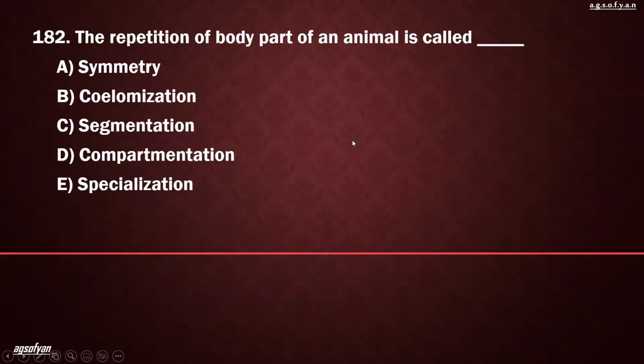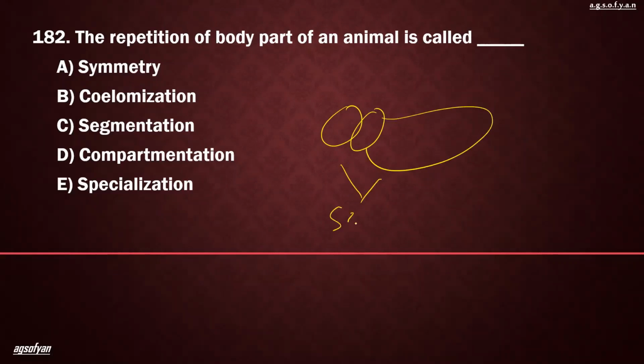The repetition of body parts of an animal is called, so we have segments, okay, like for example, the cockroach has a head, thorax, and then abdomen. This is what we call the segments. Okay, so what do you call it if they have these different segments? It's going to be segmentation. Yes, segmentation.